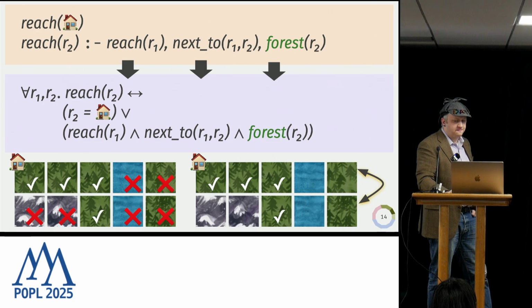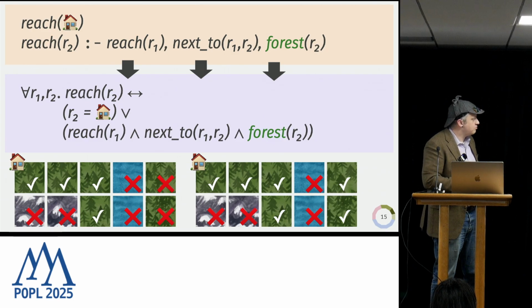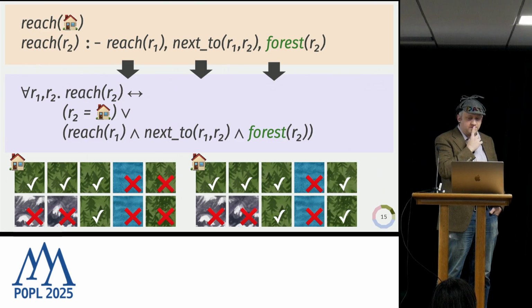It forces every reachable region to be next to a reachable forest. But if you look at this example on the right, you'll see there's two forests, which we don't want to be reachable, which are next to one another. Now, if one of them is reachable, all of our if and only if conditions for the other one are satisfied. So we can assign both of them to be reachable, and this still satisfies our proposition.